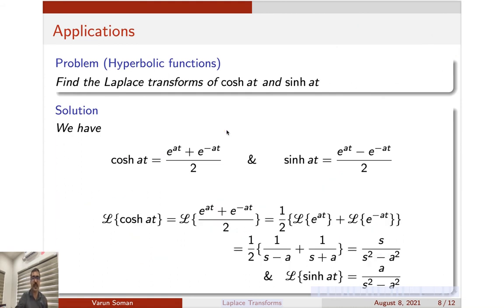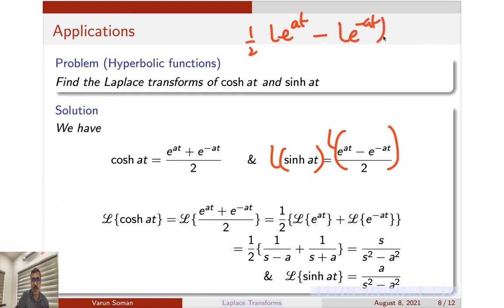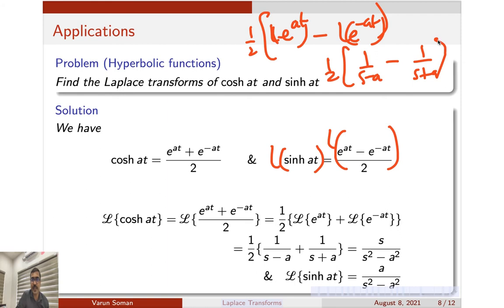Okay, so similarly, can you find the value of sin hat also? Again, if you want to find L of sin hat, it is simply L of e raised to at minus e raised to minus at by 2. So how will you get it? 1 by 2 into L of e raised to at minus L of e raised to minus at, right? Okay, don't forget the brackets. So it is actually 1 by 2 into 1 by s minus a minus 1 by s plus a here. Don't ask me why s plus a is coming. Now you should know, because I am replacing a by minus a there.